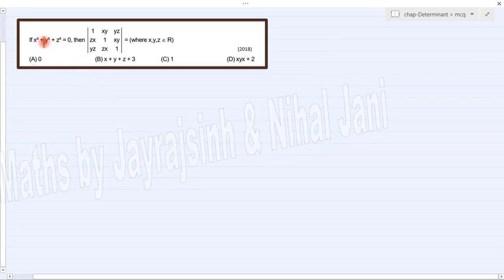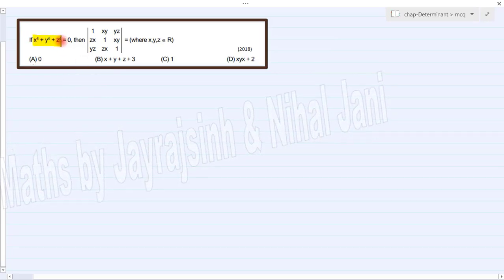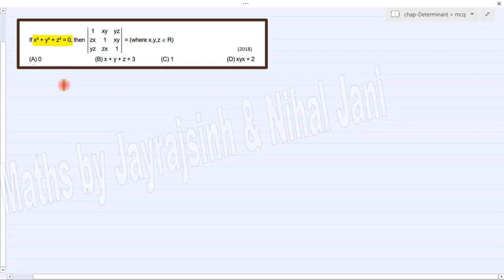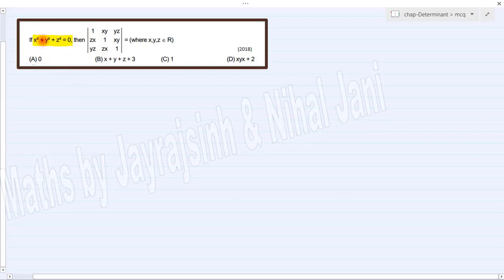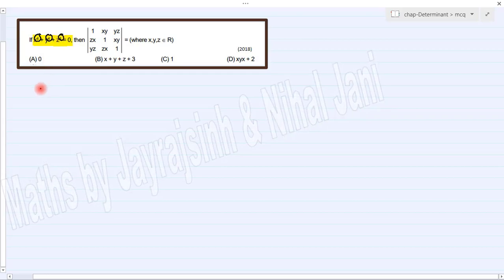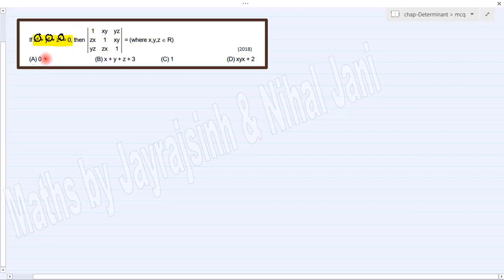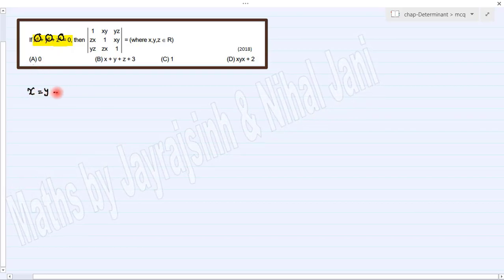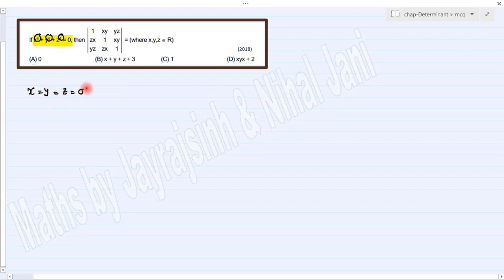In this question, it is given that x raised to 4 plus y raised to 4 plus z raised to 4 is equal to 0. All the terms have even powers. So we can say all the terms will be positive, and it is only possible if x is equal to y is equal to z is equal to 0. So we can say it is given.